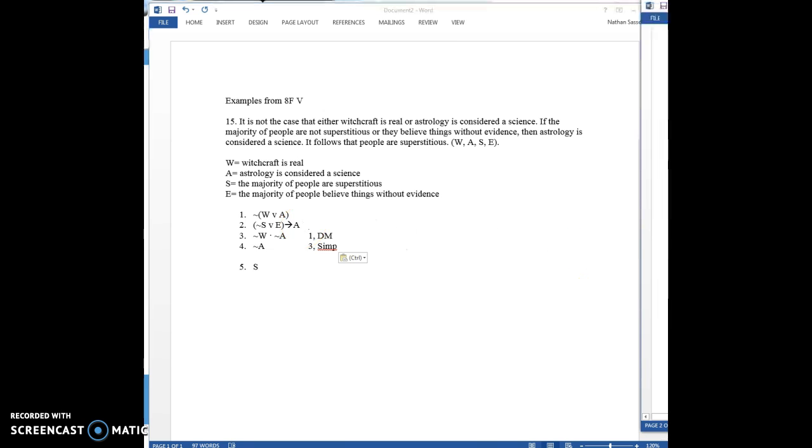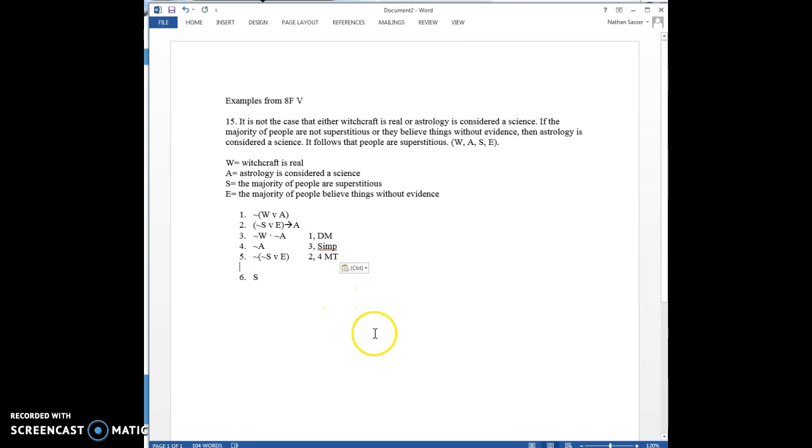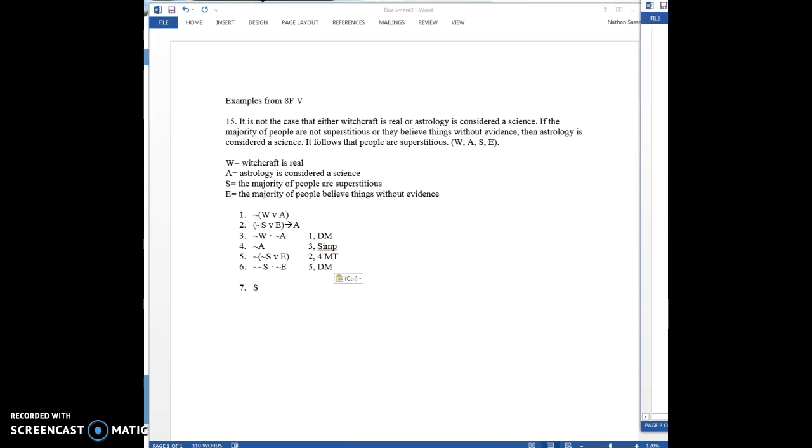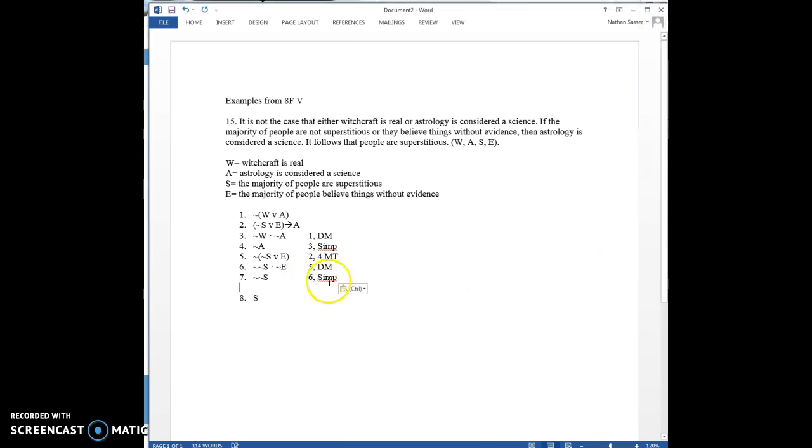So in other words, not all this. Now I'm home free, right? Because once I distribute this negative through all this, I'm going to have a double negative S. So for example, that, and then I simplify it to isolate the S that I want, and then with a double negative, I reduce that and I've got S.